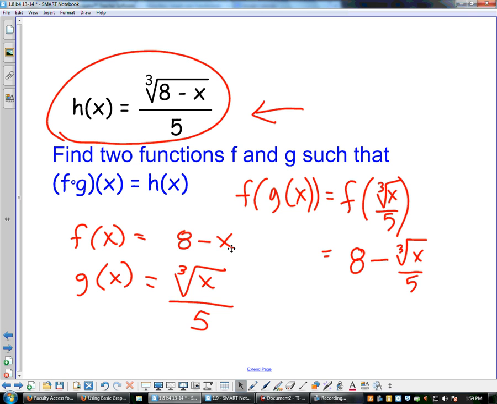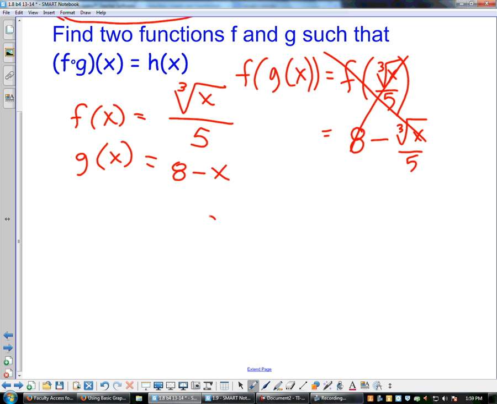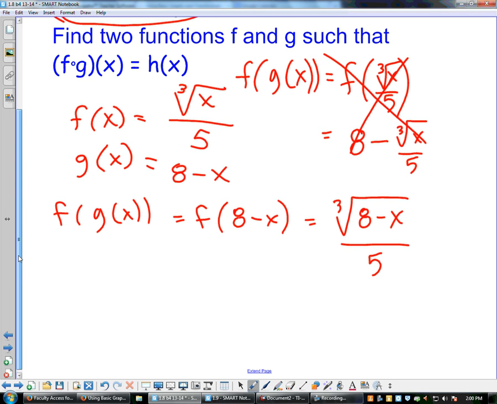All right, so instead, though, if we switch these, it won't look like this anymore. It will look like f of 8 minus x, and we plug in 8 minus x into the f function right here, and we get cubed root of 8 minus x over 5, which is what we wanted to get.